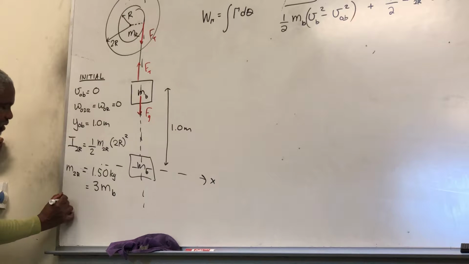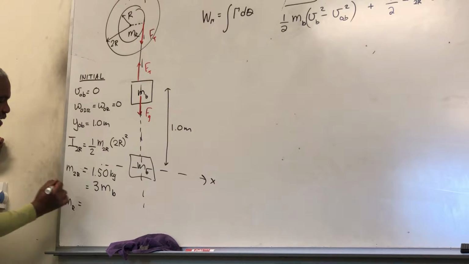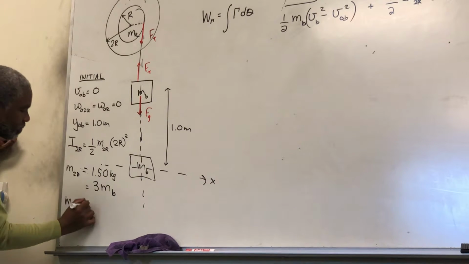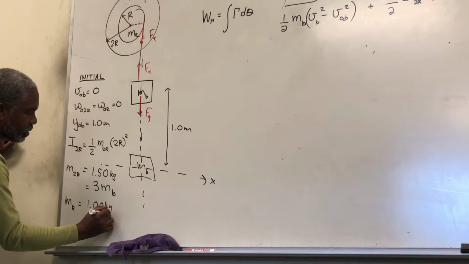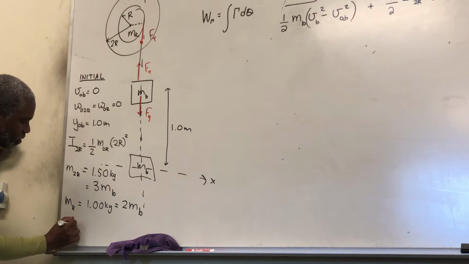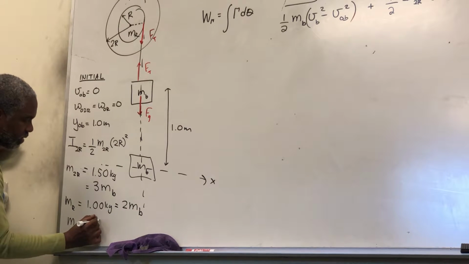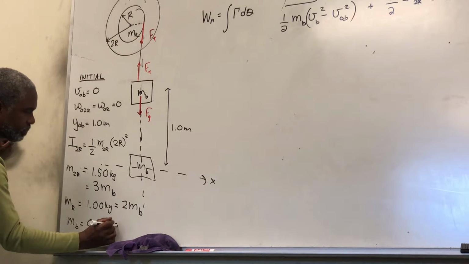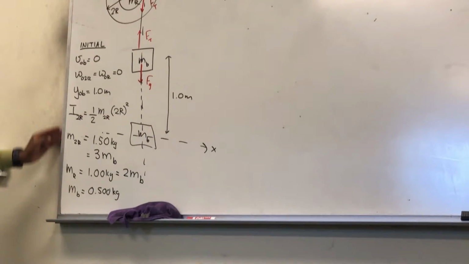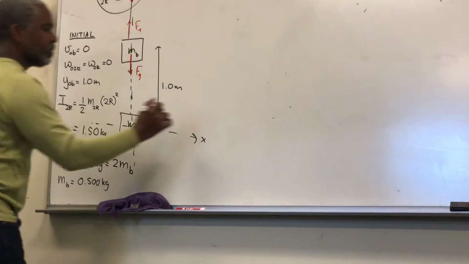And then I'll just go ahead and call the mass of the inner disk, it is 1 kilogram, which is just 2 times the mass of the block, where the mass of the block is 1/2 kilogram. So here's all of our initial variables.